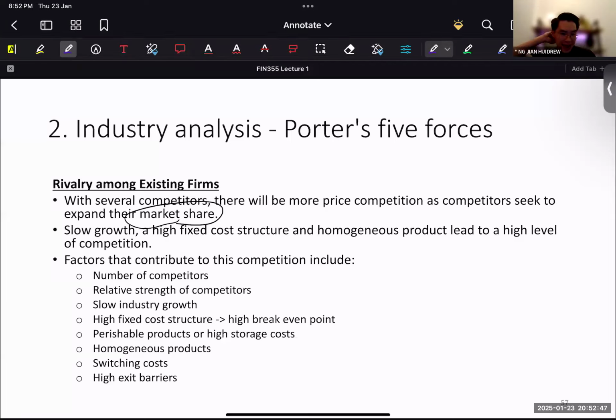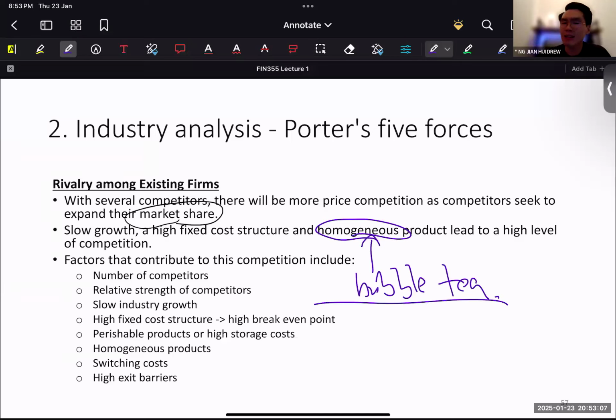Slow growth and high fixed costs lead to rivalry. Or, if the product is homogeneous, it will lead to very high competition. So let's think of homogeneous products, for example, your bubble tea. These are rather homogeneous. Yes, there might be some nicer ones and some that are not so nice, but generally it's just bubble tea. Everyone can make it, and if you get a good recipe, you can compete. That's why competition is usually very high.